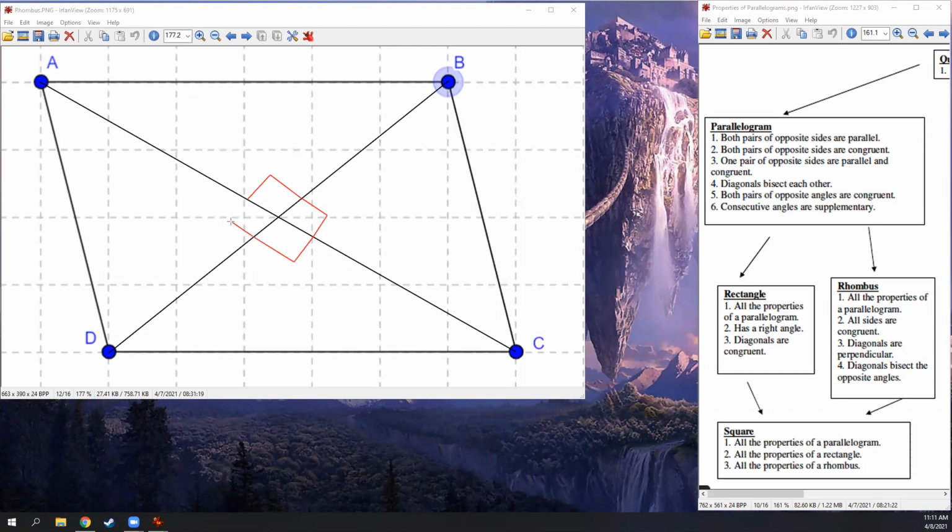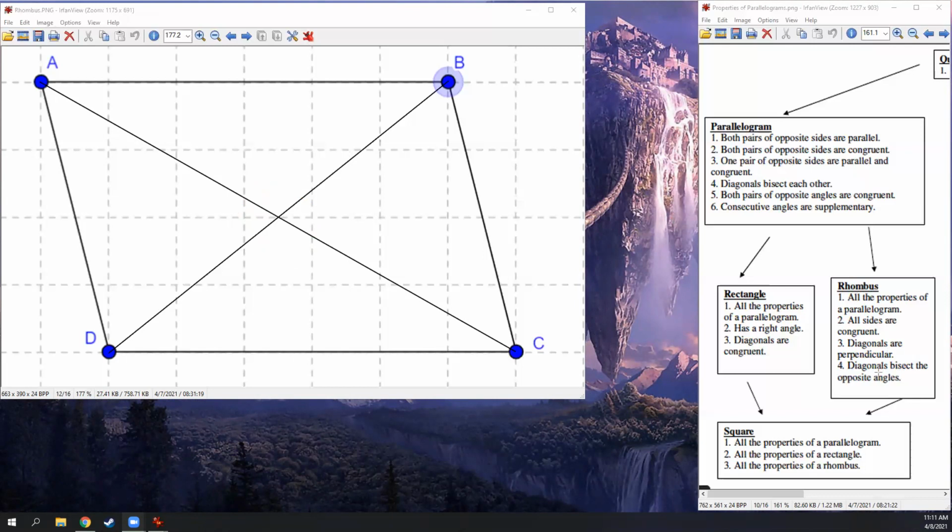All of these are supposed to be 90 degrees. Okay, so our diagonals are perpendicular.